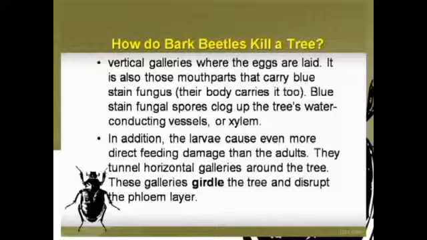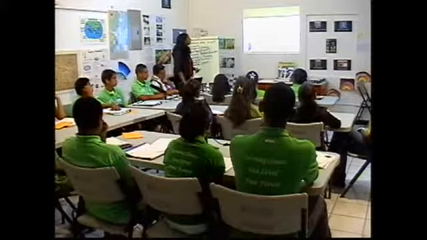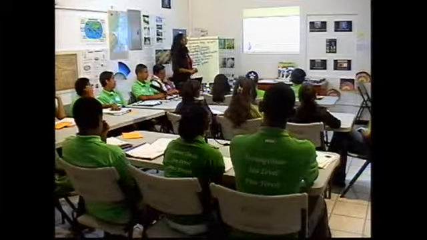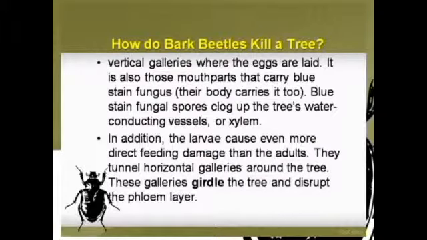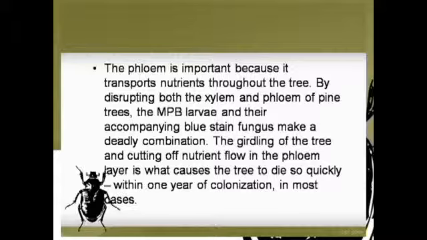Blue stain fungus spores clog up the tree's water conducting vessels, or xylem. It prevents the water flow or movement of nutrients within the tree itself. In addition, the larvae cause even more direct feeding damage than the adults. They tunnel horizontal galleries around the tree. These galleries girdle the tree and disrupt the phloem layer. The phloem is important because it transports nutrients throughout the tree.